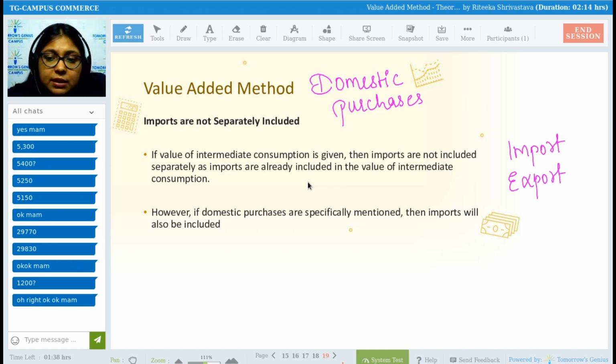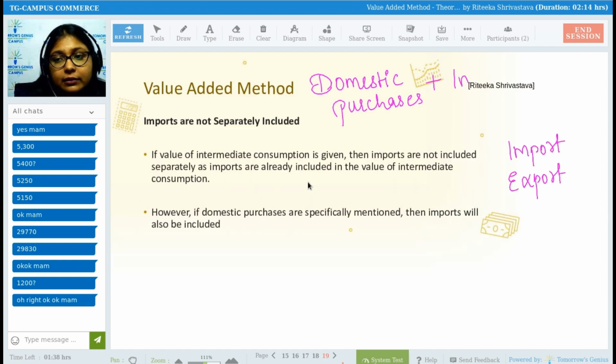If in the question domestic purchases is given, what does domestic purchases mean? The purchases which have been made only within the domestic territory of the country. Here the imports, or the goods and services which we have purchased from foreign countries, are not included. We will have to include them. So what will we do? We will add imports to the domestic purchases.